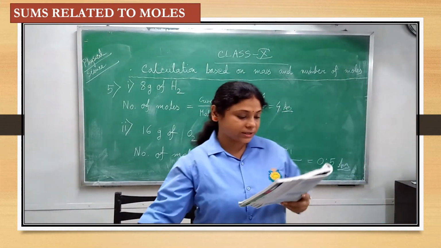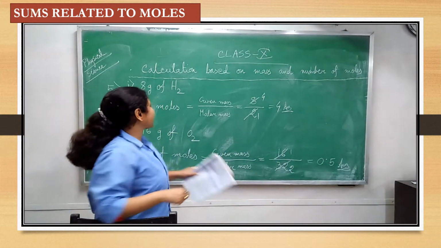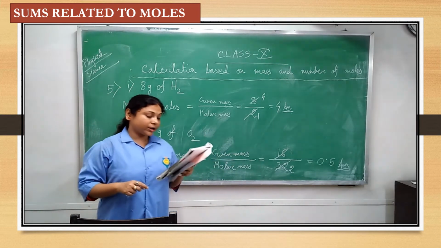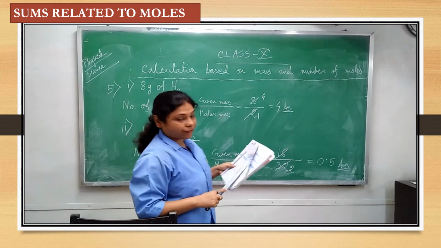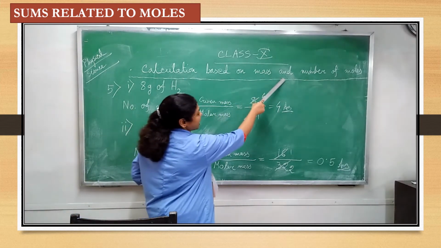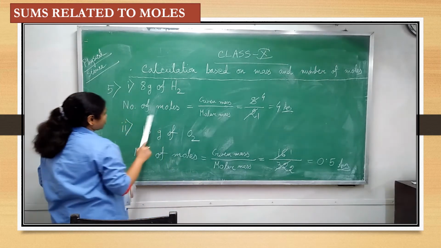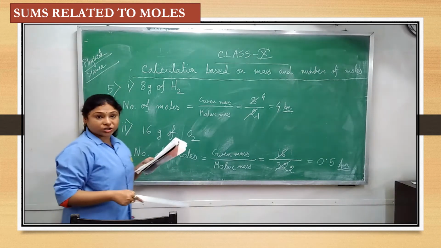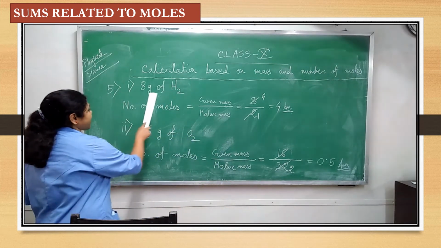Good morning, students. So we are continuing the chemical calculation chapter. Here I am going to do number 5, page number 25 from the chemical calculation chapter. Calculation based on mass and number of moles. Number 5 sum according to your book. So 5.1, you have to calculate the number of moles for the following. First sum is 8 gram of hydrogen.